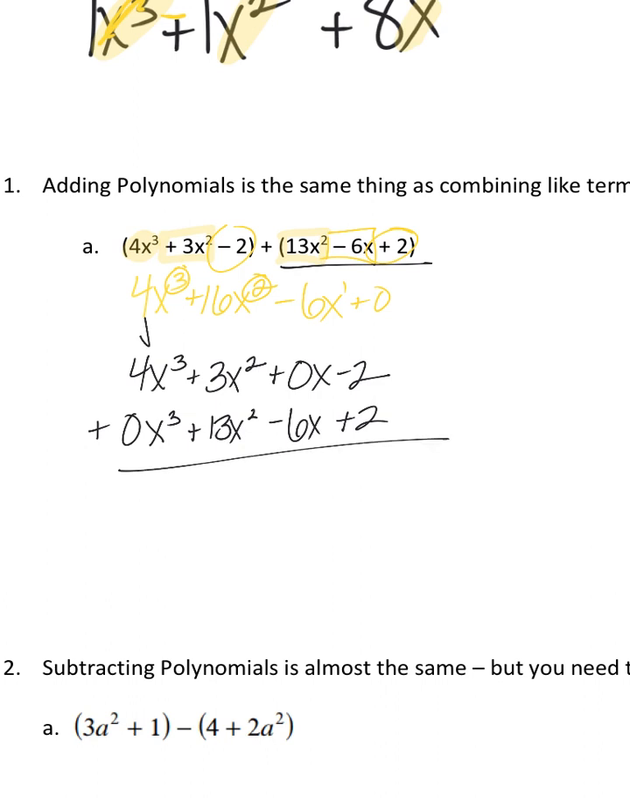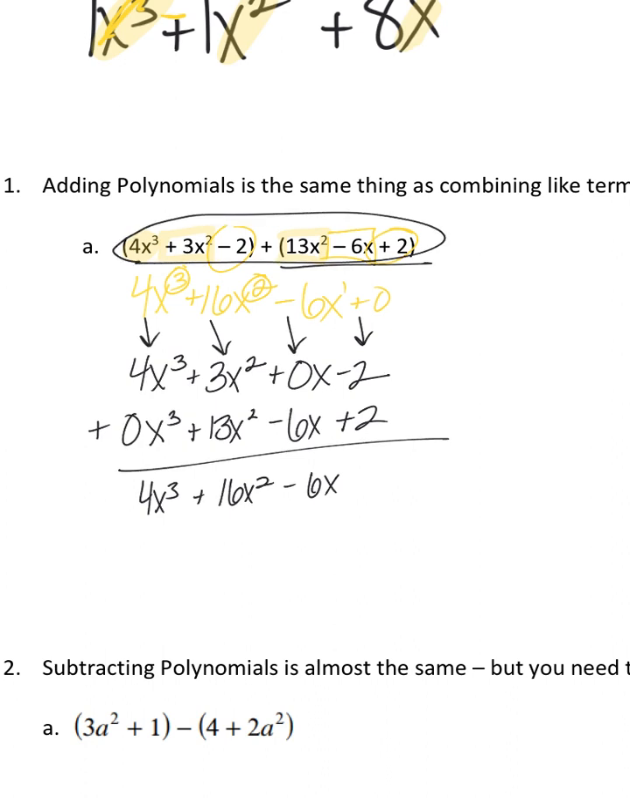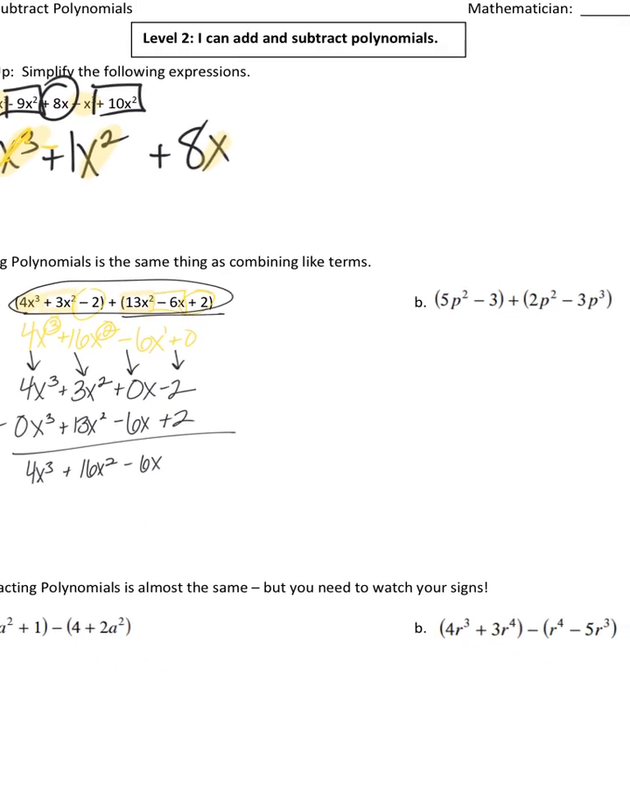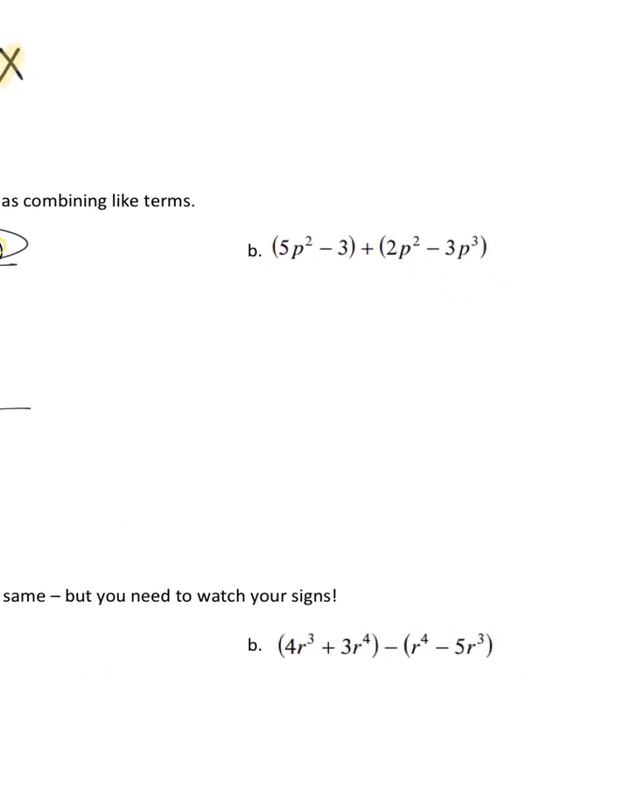And then, since you have your like terms lined up, you can vertically add them together. So you would have 4x cubed plus 16x squared minus 6x and then plus 0. So either way, you can think of it as one long string like this, or you can stack them up vertically. You should do whatever makes the most sense for you. So I want you to pause the video, and I want you to try this next one and then unpause the video to check your answer.